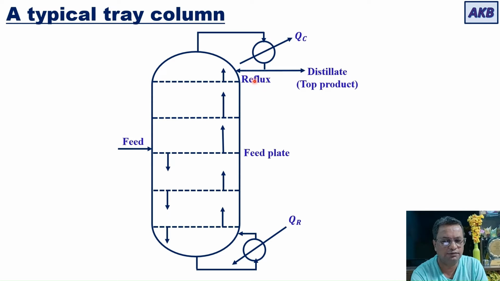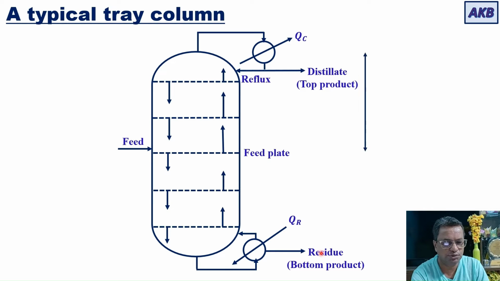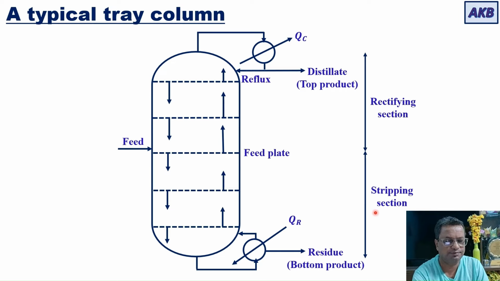The other part of the condensate is sent back to the column. We call that reflux. The reflux is a liquid that will be flowing down, and then it will join the liquid part of the feed on the feed tray, and the operation continues. The bottom product or the residue is taken out from the reboiler. The feed plate divides the column into two sections. The section above the feed plate is the rectifying section, and the section below the feed plate is the stripping section.